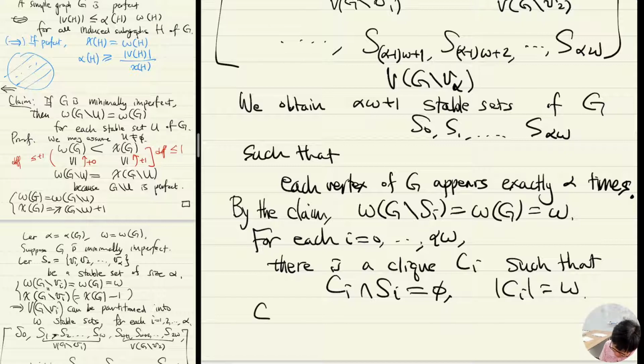Now, when you look at Ci intersection Sj, what happens? Well, if you have a clique and a stable set, you cannot have an intersection of size 2, because a clique is a set of pairwise adjacent vertices, and a stable set is a set of pairwise non-adjacent vertices. You cannot have 2 vertices in common. So this is always at most 1 for all i, j.